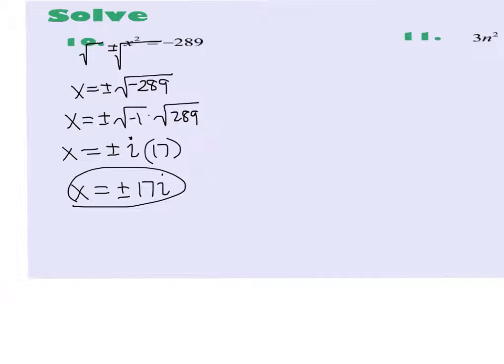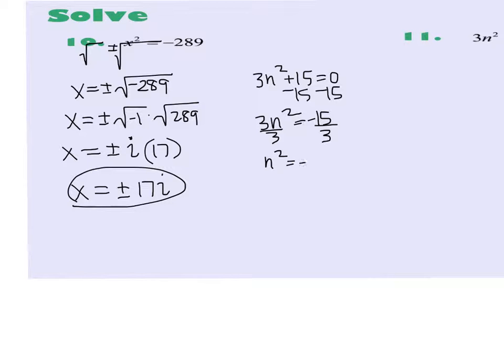All right, let's try the same thing with number 11 here. So we have 3n squared plus 15 is 0. If I isolate n squared here, I'm going to subtract 15 from both sides. So I get 3n squared equals negative 15. Dividing by 3 gives us n squared is negative 5. So we know we're going to have an imaginary solution because I'm going to take the square root of a negative. And the square root of negative 5 is i root 5.